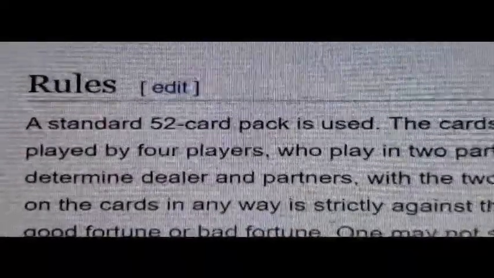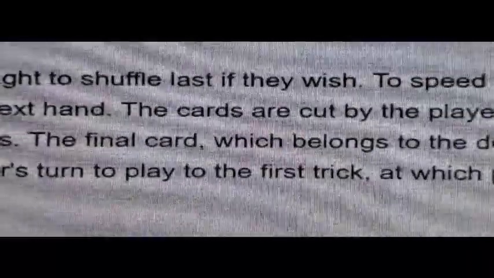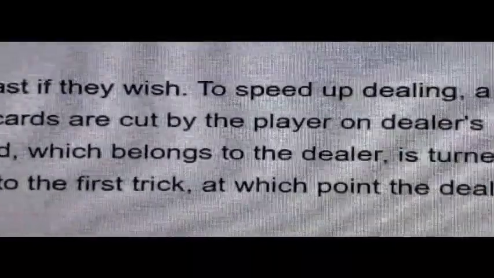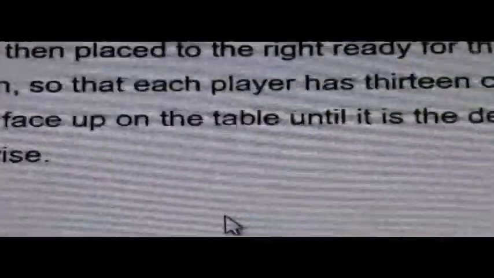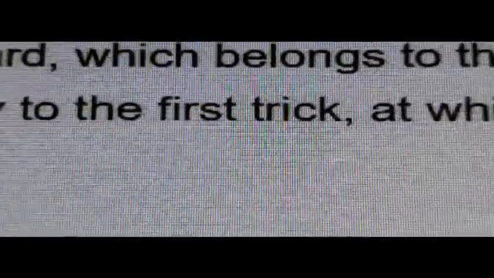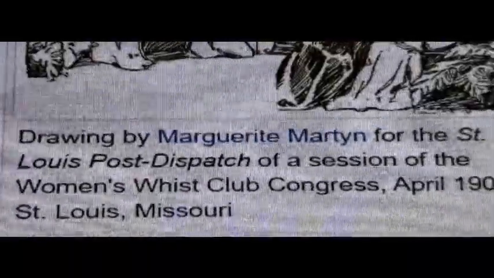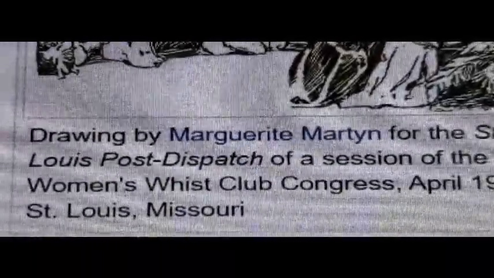So a standard 52 card pack is used. I wonder why they use 52 specifically. So the final card, which belongs to the dealer, the other word for dealer in anagram is leader, is turned face up to indicate which suit is trumps. The turned up trump card remains face up on the table until it is the dealer's turn to play. Dealers is the word leader. Leaders. The leader's turn to play the first trick. The deal advances clockwise. There's your little clock. And here's a little picture of them playing. And they talk about the Women's Whist Club Congress.